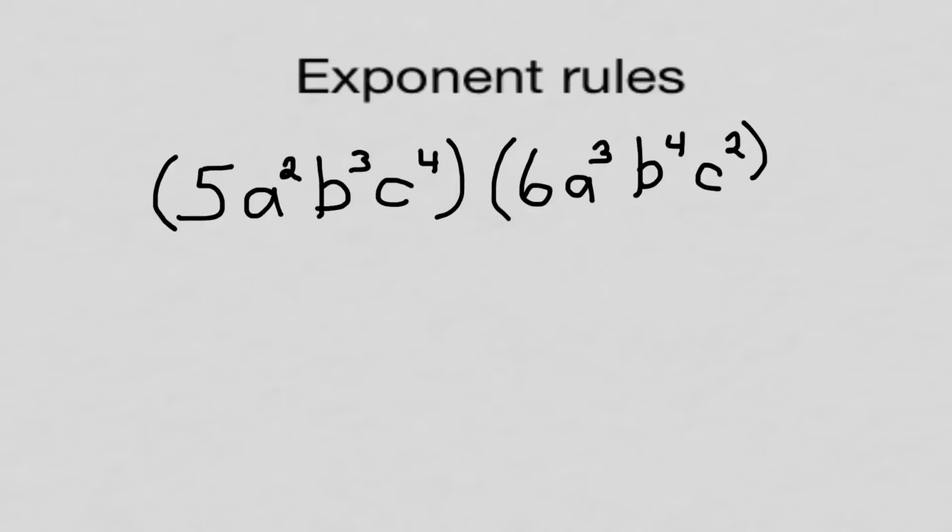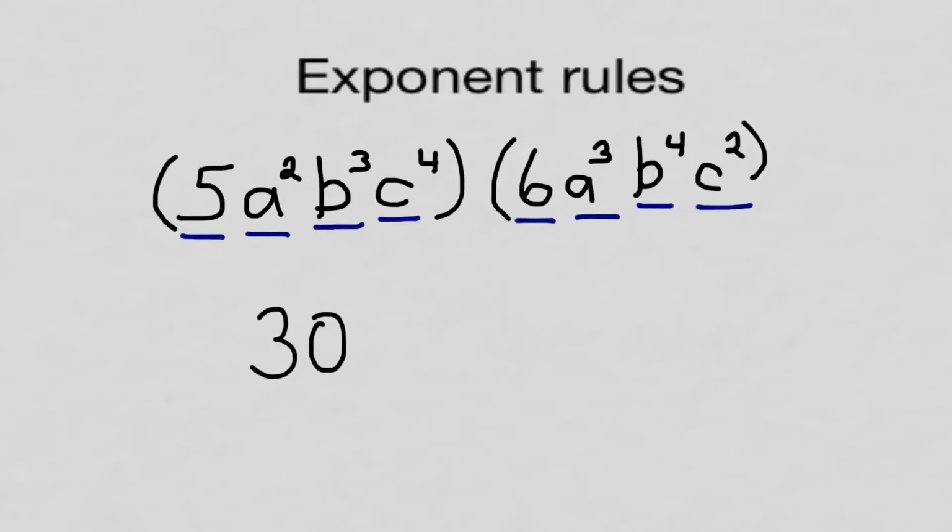All right. I want y'all to see that on this problem we have numbers, we have A's, we have B's, and we have C's. So there are four things going on in this problem. I'm going to take care of the numbers first. 5 times 6 is 30.